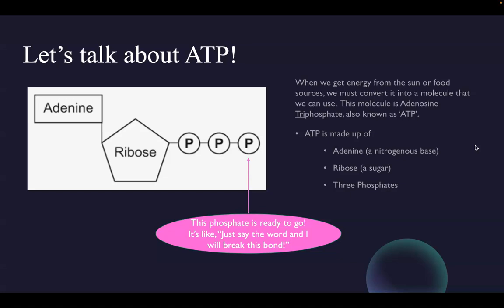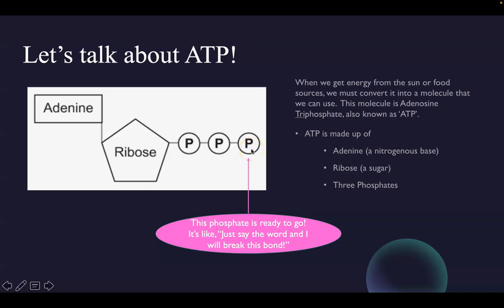Now we need to talk about ATP again. As you remember, ATP stands for adenosine triphosphate. Adenosine is adenine, our nitrogenous base, and a sugar, which is ribose. So that's the adenosine of the name. And triphosphate is for the 1, 2, 3 phosphates that are on this molecule. You can see this note here. It says this phosphate is ready to go. It's like, just say the word and I will break this bond.